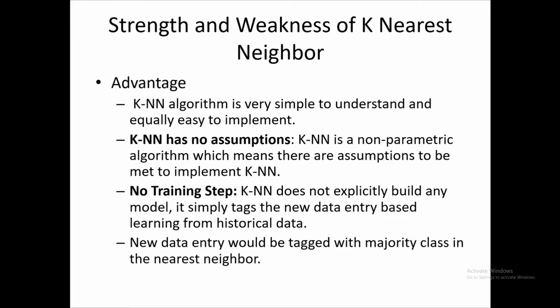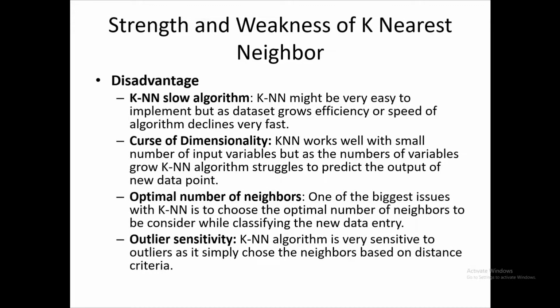The new data entry would be tagged with the majority class among the nearest neighbors. And the weakness of the KNN algorithm is that, although it's very easy to implement, as the dataset grows, the efficiency or speed of the algorithm declines very fast. Another weakness is the curse of dimensionality, as KNN works well with a small number of input variables, but as the number of variables grows, the KNN algorithm struggles to predict the output of the new data point.